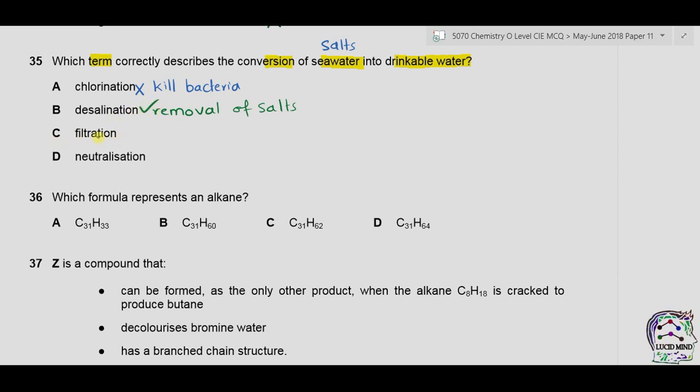Part C is filtration. Filtration only removes insoluble impurities. So filtration does not make seawater drinkable. D is neutralization, which is an acid-base reaction to form salt and water. This is also wrong. The correct answer is desalination, B.